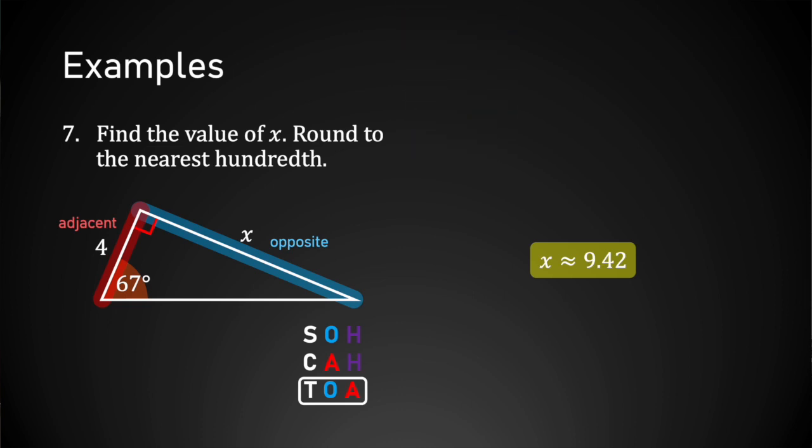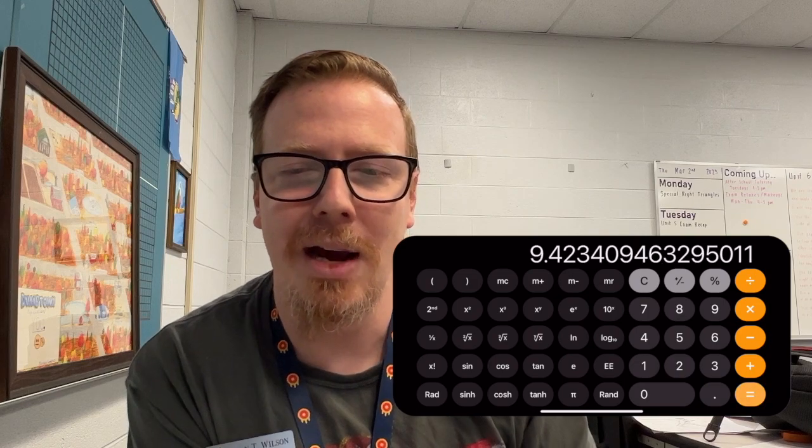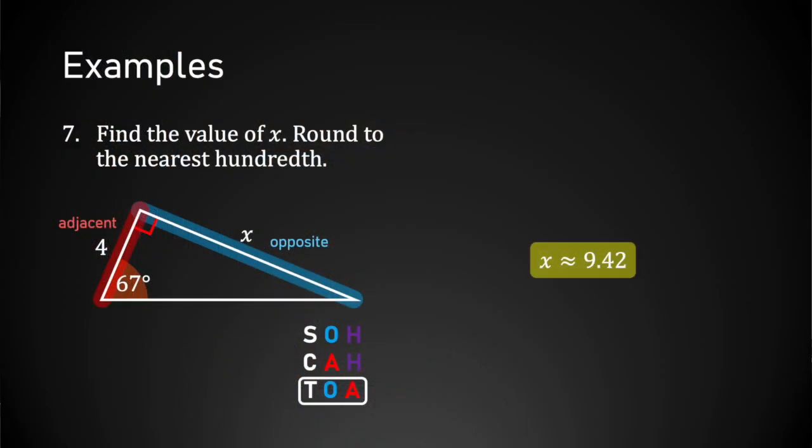I also want to show you how to put this in your calculator app. I have an iPhone, so that's what I'm going to use to show you here, but Android is similar. We're going to use landscape mode so that we have a scientific calculator. We first find the tangent of 67 degrees by typing in 6, 7 and pressing the tangent button. Now we can multiply that by 4 and get the same answer we got a minute ago. X is approximately equal to 9.42.